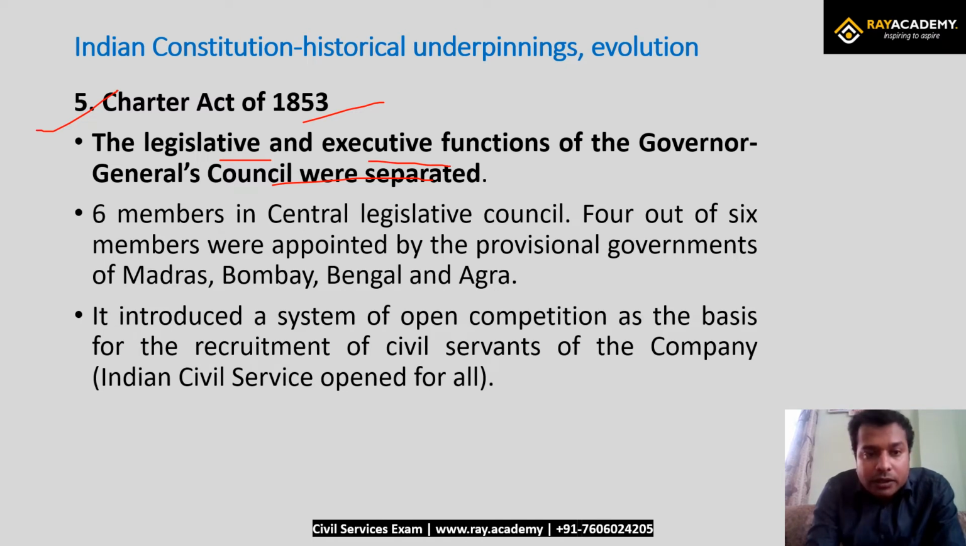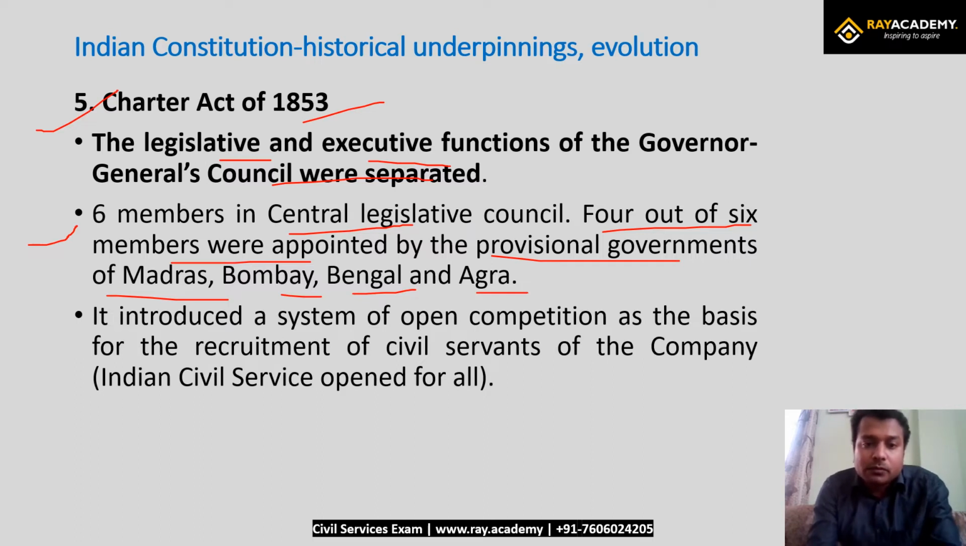They were separated. Now finally, of the 6 members in the central legislative council, 4 out of 6 members were appointed by the provincial governments of Madras, Bombay, Bengal and Agra. For the first time, as you came to know, we are having a central and a provincial government. Central government is typically like a union government and the state government. So at that point of time, it was called the central system as well as the provincial government systems.